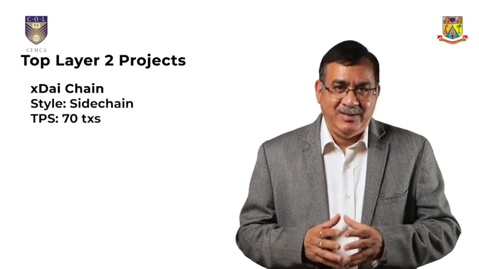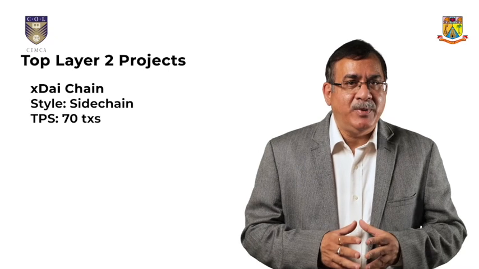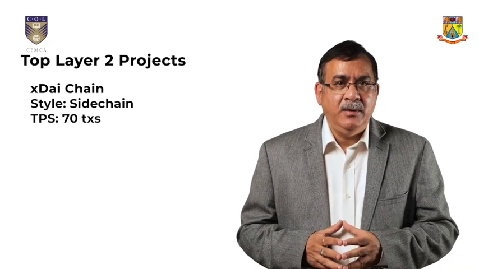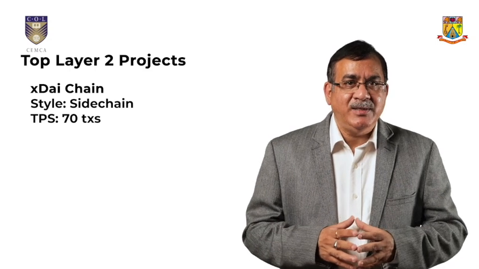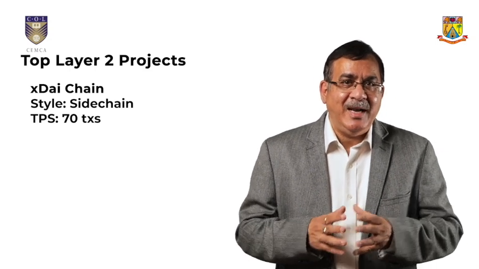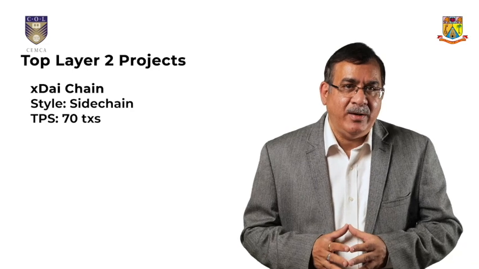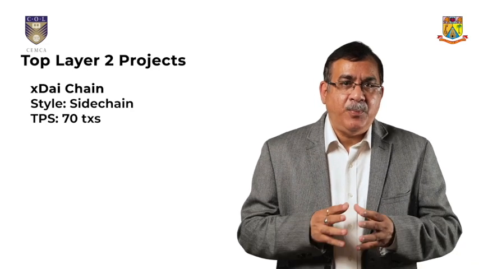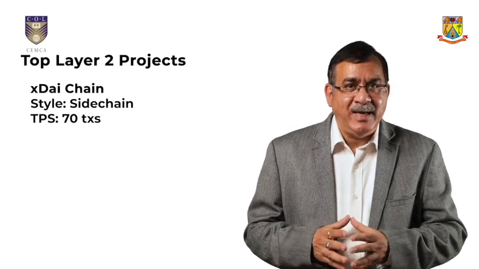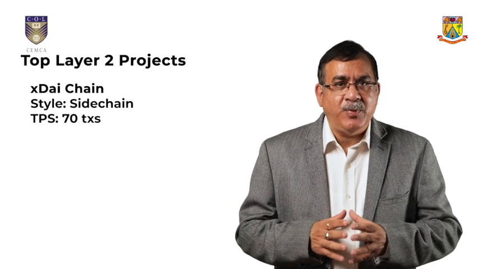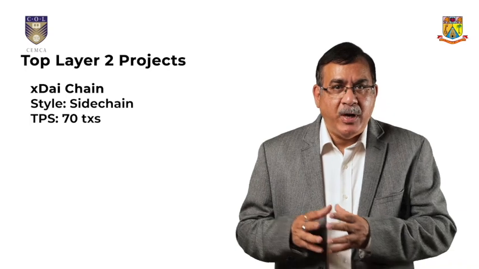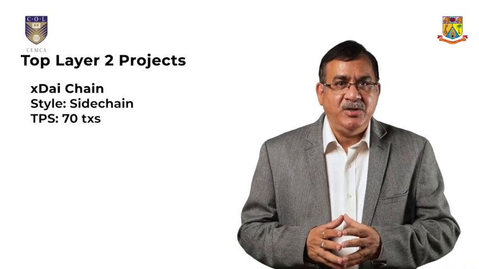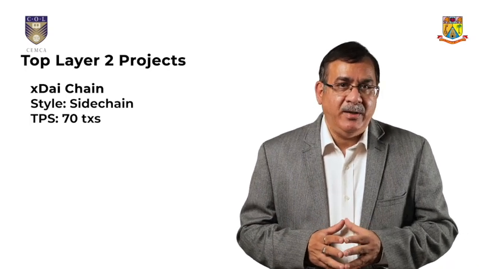XDAI chain, the style is sidechain, throughput per second is 70. XDAI chain is an EVM-based sidechain that's been designed to facilitate transactions in an extremely rapid and stable manner. The project is underpinned by its stake token, which consensus providers stake in order to secure the sidechain. Because of its efficiency, XDAI chain has been growing in popularity.